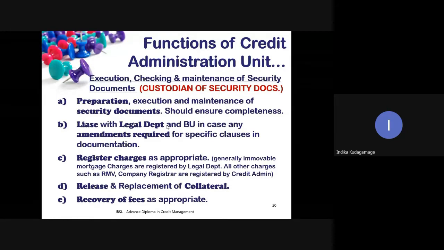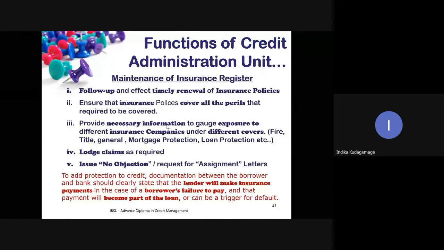System-related things have to be done by a third party. We should not get involved. Whenever I say "we," it is the business line. Then the insurance registry.